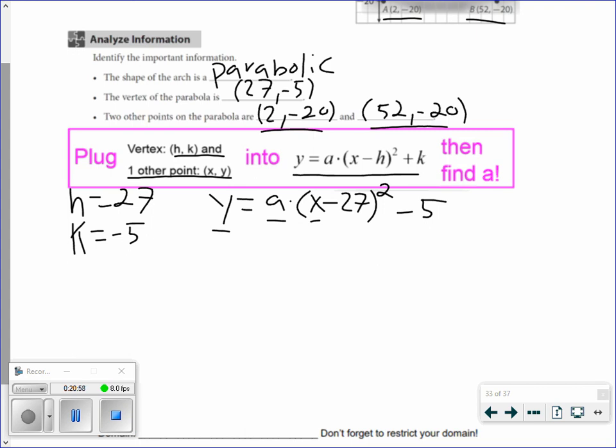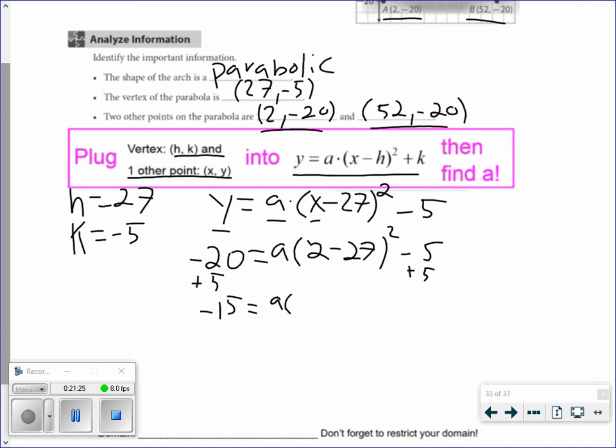It doesn't matter which one you choose. I'm going to go with (2, -20) just because the numbers are a little smaller and they'll be a little nicer for me. So -20 equals a times (2 minus 27) squared minus 5. We plugged in our x and our y into our equation, and now we're going to solve this out for a. So add 5: -15 equals a times (2 minus 27), which is -25, all squared.